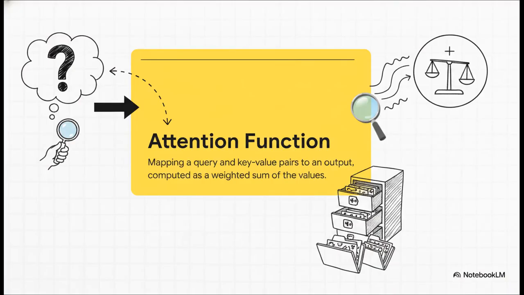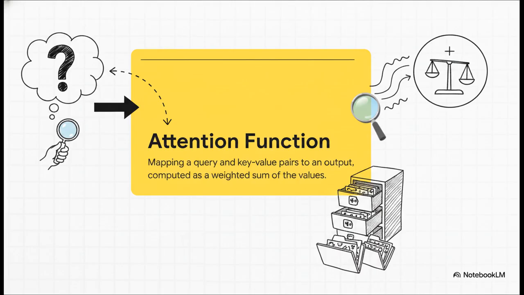An attention function simply maps a query and a set of key-value pairs to an output. Think of it kind of like a retrieval system. The query is what you're looking for. The keys are the labels on your filing cabinet, and the values are the actual contents of the files. The output is computed as a weighted sum of those values.